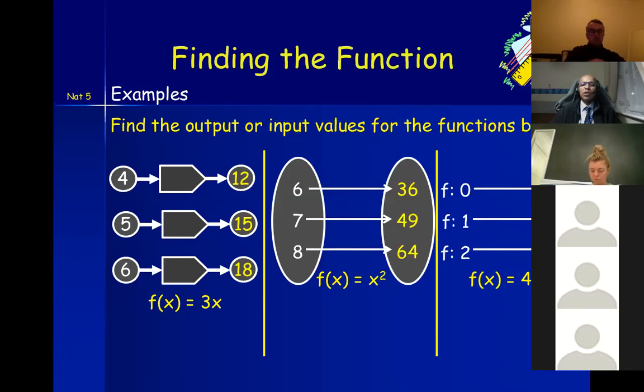Okay, so now you've got an idea how a function would work. You may be given the output and asked what is the input, or you may be given the input and asked what is the output, or you may be given an input and an output and asked what is the function that links them both.